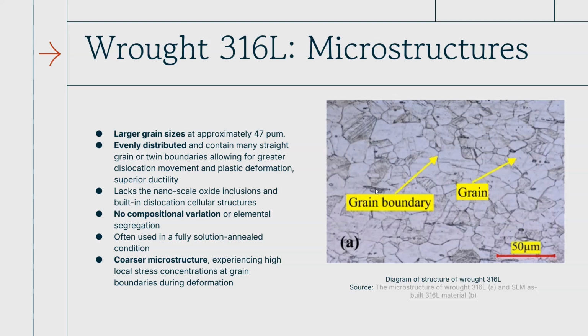Here is a diagram of the Wrought 316L microstructure. We can see the grain boundaries and grains on a 50 micrometer scale.